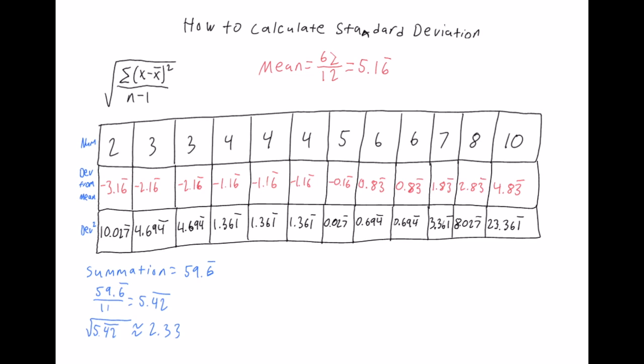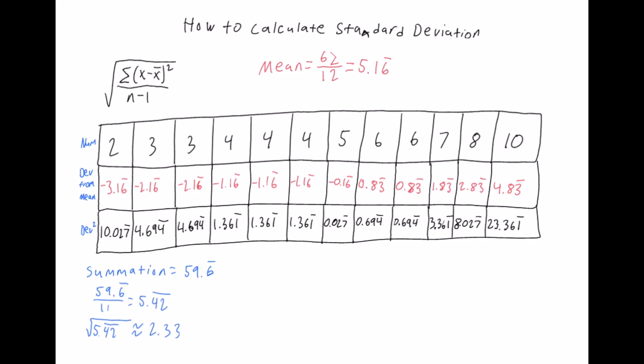So that means the mean is 5.16 repeating. So the standard deviation from that is 2.33. So you can see it go down by 2.33 or up by 2.33, and that's where most of your data will lie.